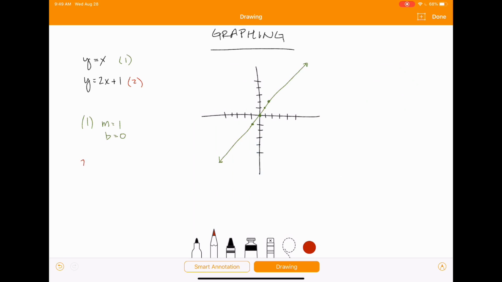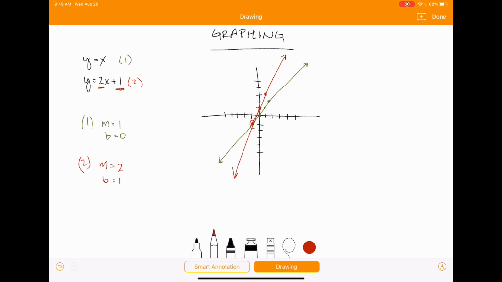Now we can graph our second equation. Again, we identify our slope, which is 2, because it's that value right there. Our y-intercept is this value here, which is equal to 1. So we go up on the y-axis to 1, because that's our y-intercept. Then our slope is 2, and if you remember, slope is rise over run. So we go up 2 over 1, down 2 over 1. And that is our line for our second equation.